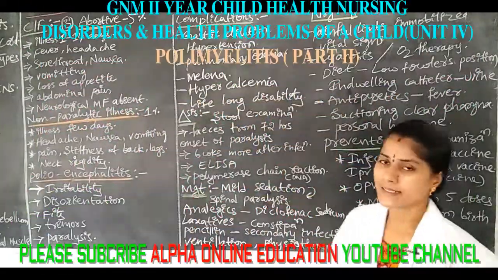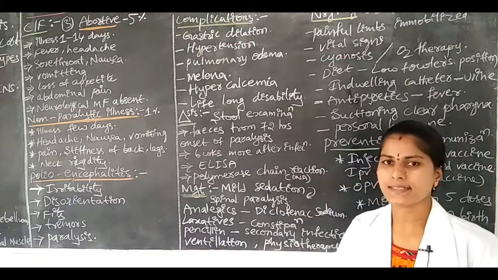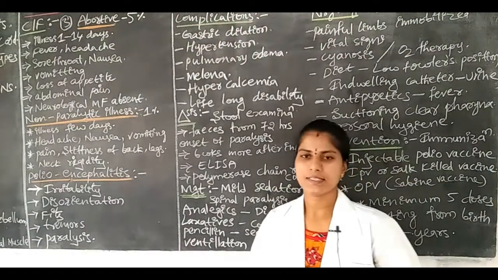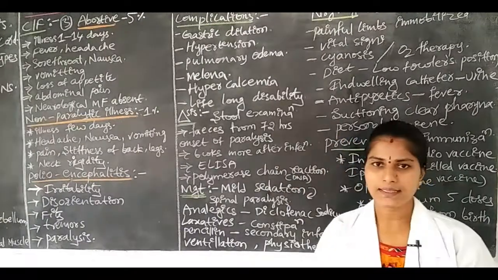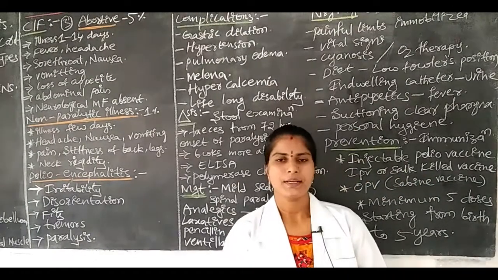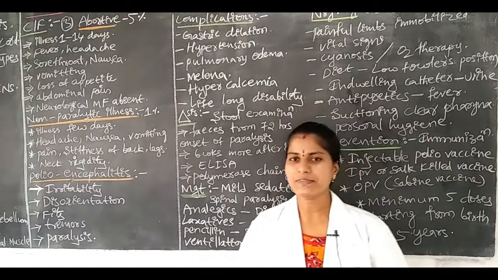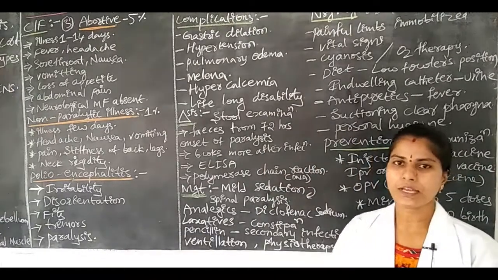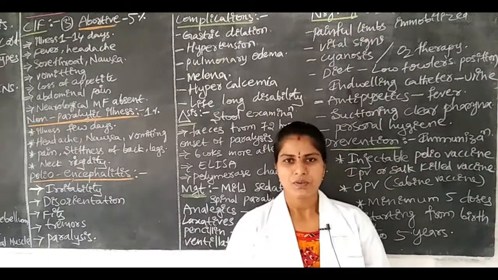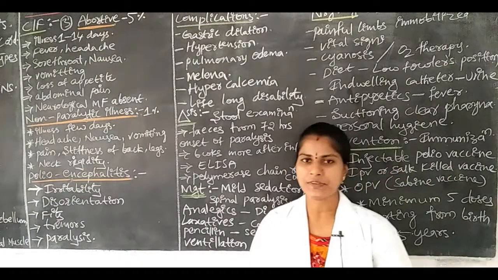This is the second part of the video regarding the poliomyelitis disease condition, for the GNM second years. The subject is Child Health Nursing, fourth unit, disorders and health problems of a child. In the previous video we discussed what is meant by poliomyelitis, the epidemiological factors, and the pathophysiology.